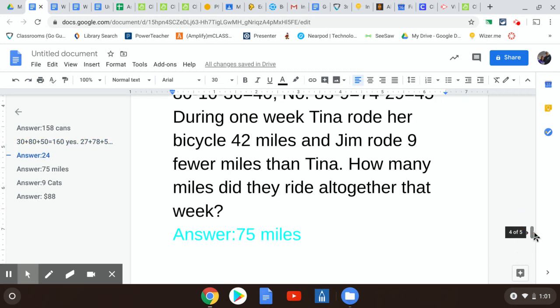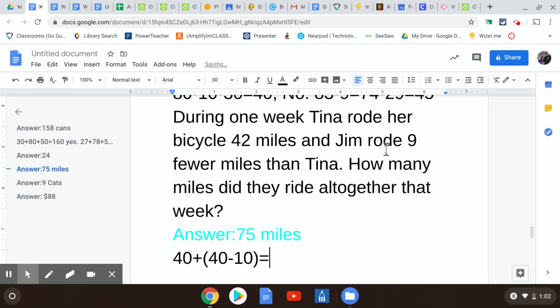During 1 week, Tina rode her bicycle 42 miles and Jim rode 9 fewer miles than Tina. How many miles did they ride together? This one is kind of short. I shouldn't say short. I should say it could be a little complicated. So first we have to round it. So 42 would round down to 40. Okay, and then this is where it gets confusing because we have to add or minus these two numbers to get our total. So we would have 40 again, and then 9 would round up to 10.